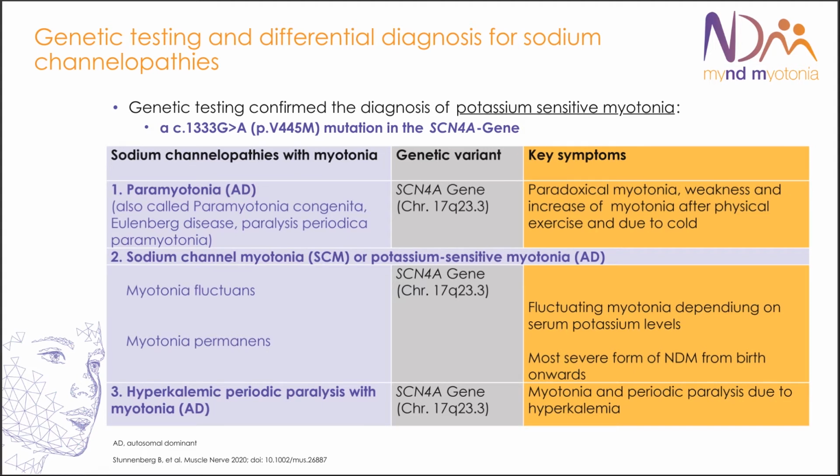But to repeat again, paramyotonia could be excluded because of the lack of typical clinical features. Myotonia permanens could be excluded because of the history of the patient and the lack of a really severe myotonic disorder.